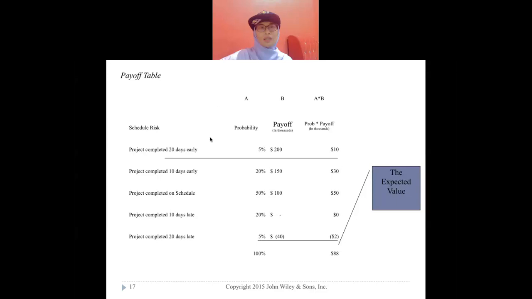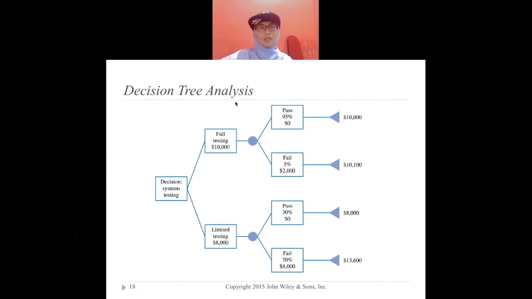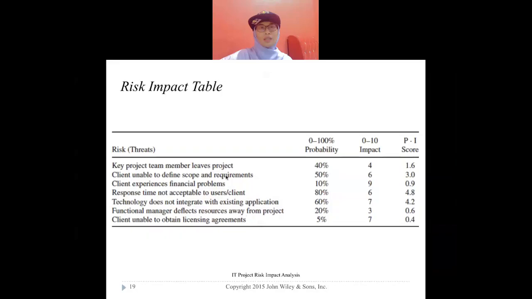Okay, so an example of a table is like this one. You do a calculation and expected value. Decision tree analysis. You do like this one: decision system testing, full testing or limited testing. So if we do full testing, what happens? Pass 95%, fail will be 5% only. For limited, pass 30, fail 70. Which one is better? So what is the ROI? So you get 8,000, untung ke rugi? 13,000. So which one is better? Full testing or limited testing?